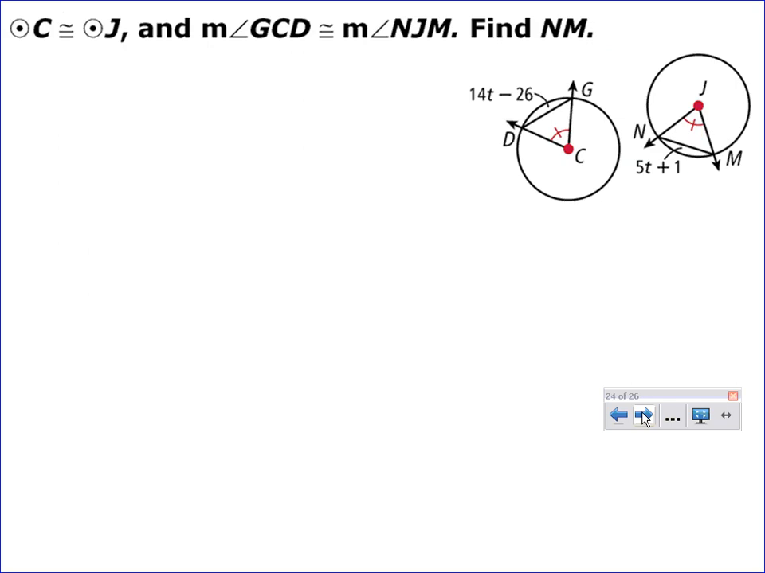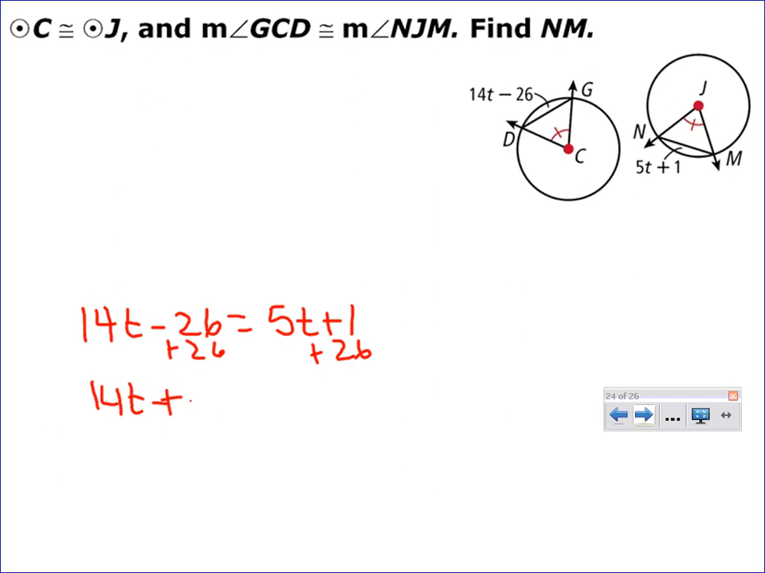Okay, two chords. I know that the circles are congruent and that the central angles are congruent. That means that the chords are congruent. So 14t minus 26 equals 5t plus 1. Add 26, 14t, oops, 14t equals 27 plus 5t. Subtract your 5t. So 9t equals 27, and t is 3.